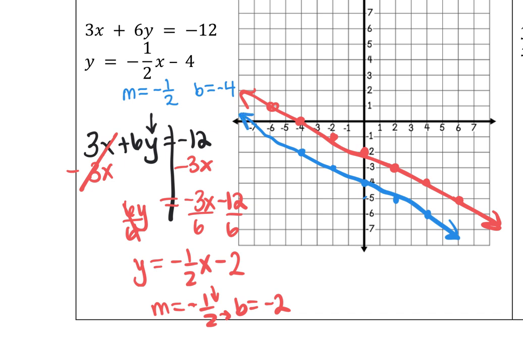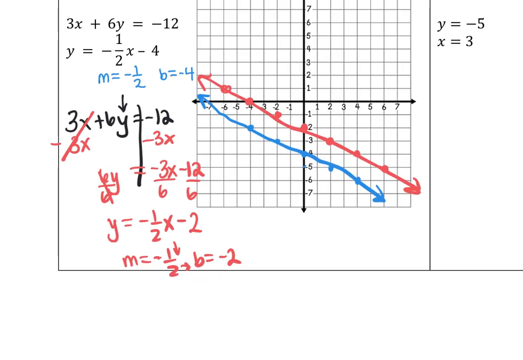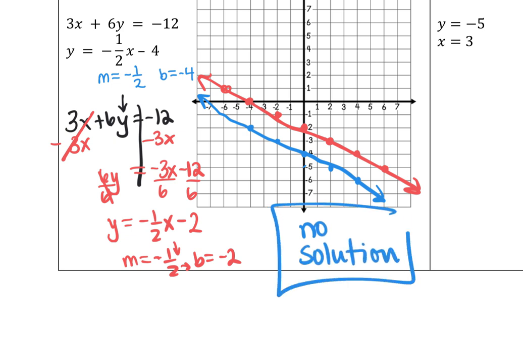I've got these two lines that are parallel that are never going to crisscross, which means the solution to the system is there is no solution. If the solution is no solution, you've got to write it. No solution. All right, last one.